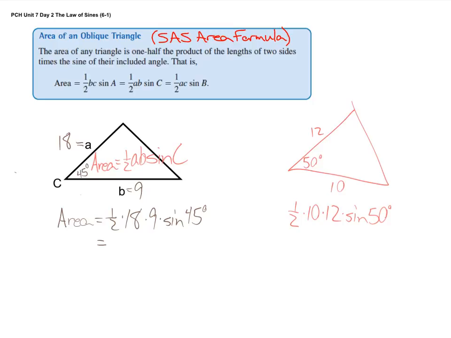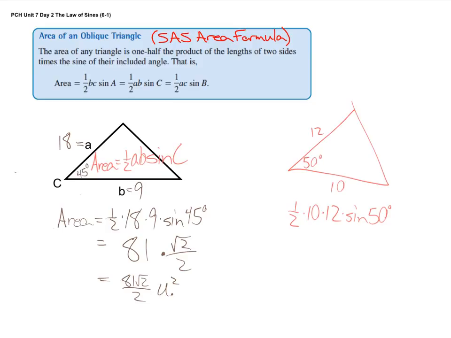Okay, so we've got root 2 over 2 for sine of 45. 1/2 of 18 is 9. 9 times 9 is 81. So 81 times root 2 over 2, and if you wanted, you could do 40.5, or just make that 81 root 2 over 2, that would work. Square units. And that would be the exact area. If we punched it into our calculators, then we could get an area that we could round.